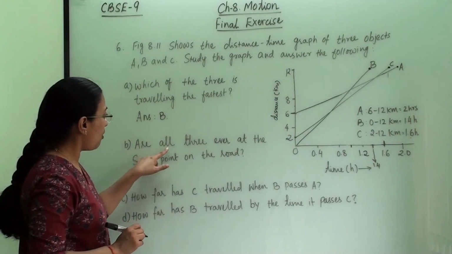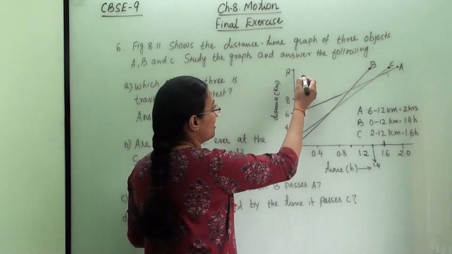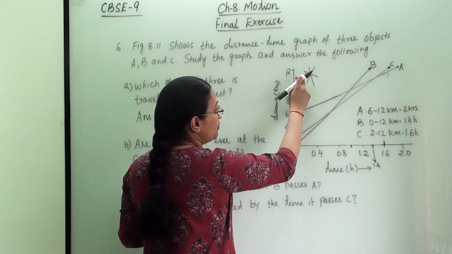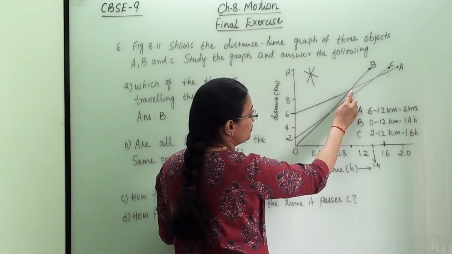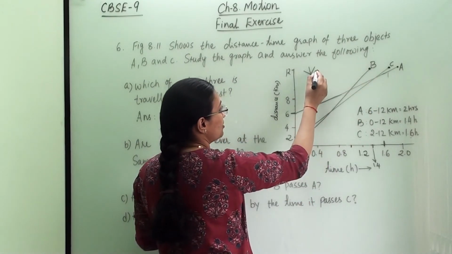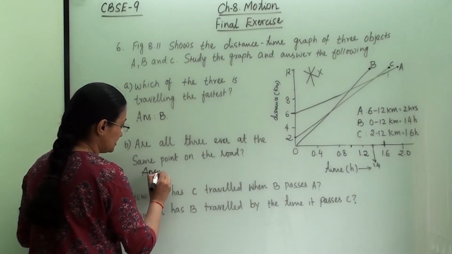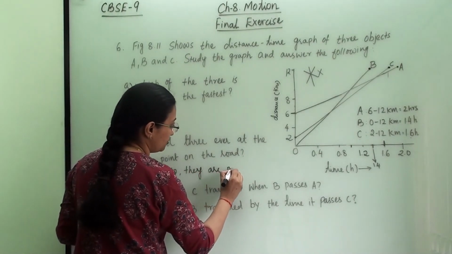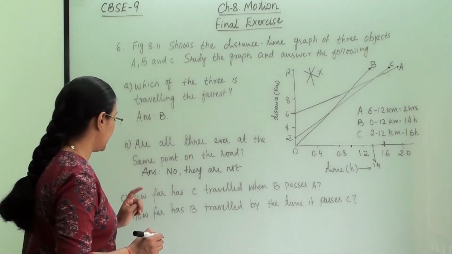Now, are all the three ever at the same point on the road? That means they are asking whether all three are crossing their path at any one point. No. Two objects are crossing their path, one here, one here, and the other one here. But all three are not crossing at any point. So the answer is no. They are not crossing with each other all three at one point.